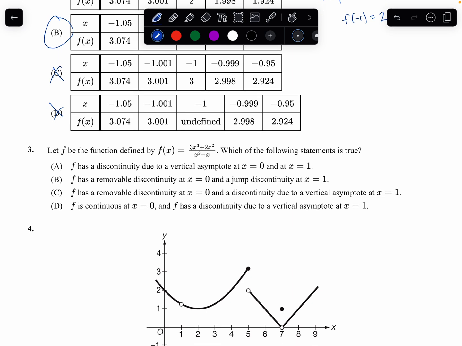Example 3, let f be the function defined by f of x. So we have this function here. Which of the following statements is true?